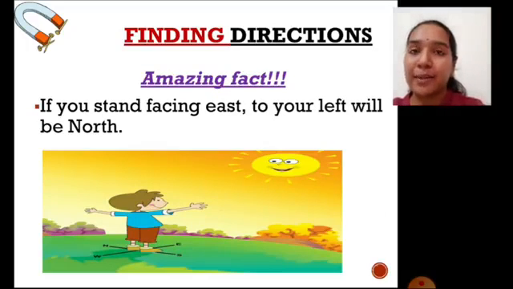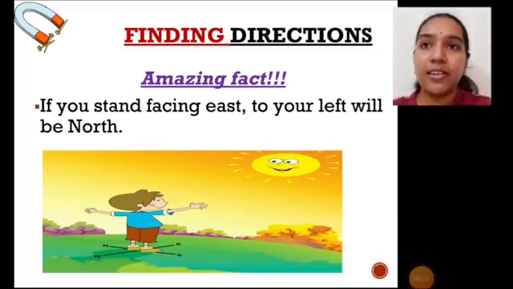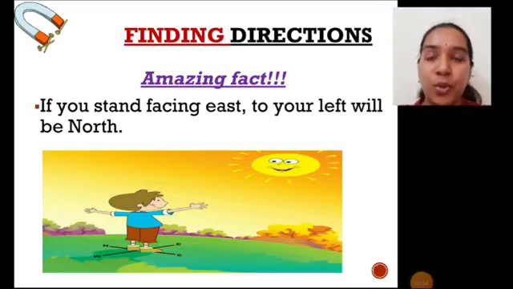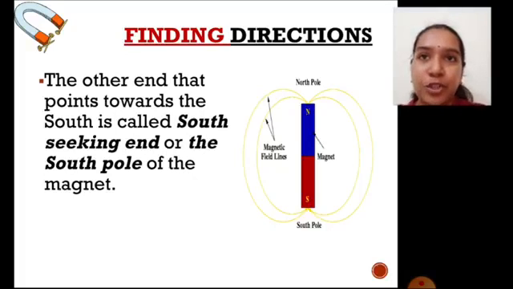Not only the magnets, but also the sun helps us in finding the direction. As you know, the sun rises in the east. If you stand facing east direction, towards your left hand side will be the north direction, and on your right hand side will be the south direction. A magnet which always seeks to face the north direction is called the north pole of a magnet, and a magnet which always seeks to face the south direction is called the south pole of the magnet.